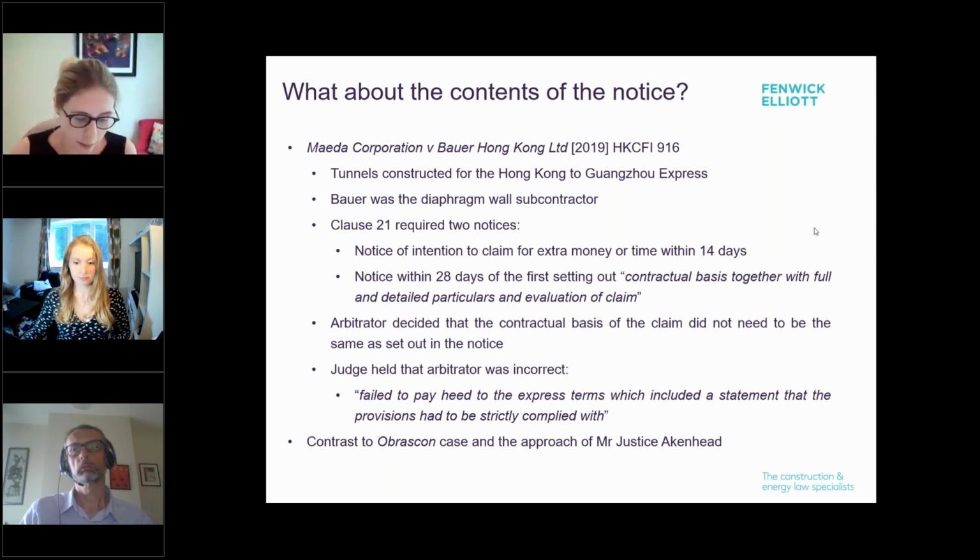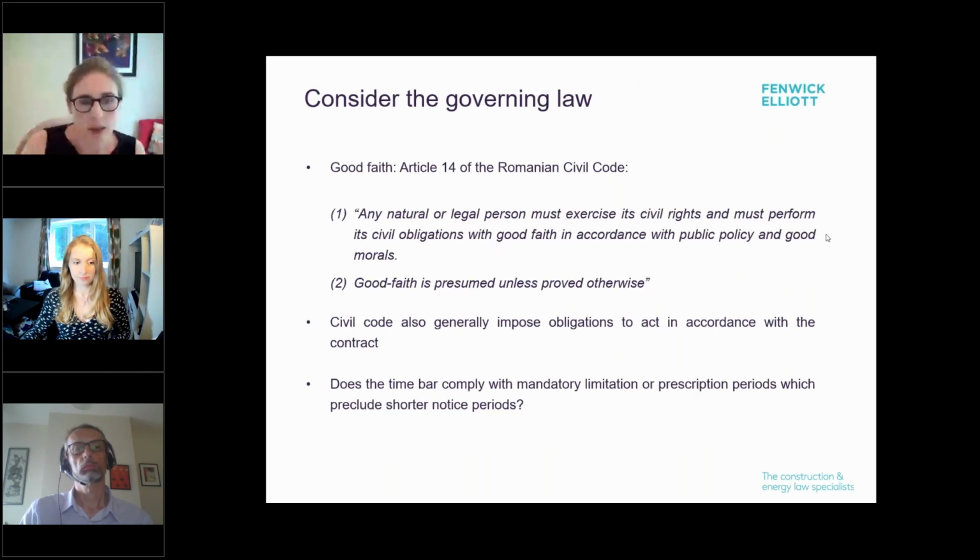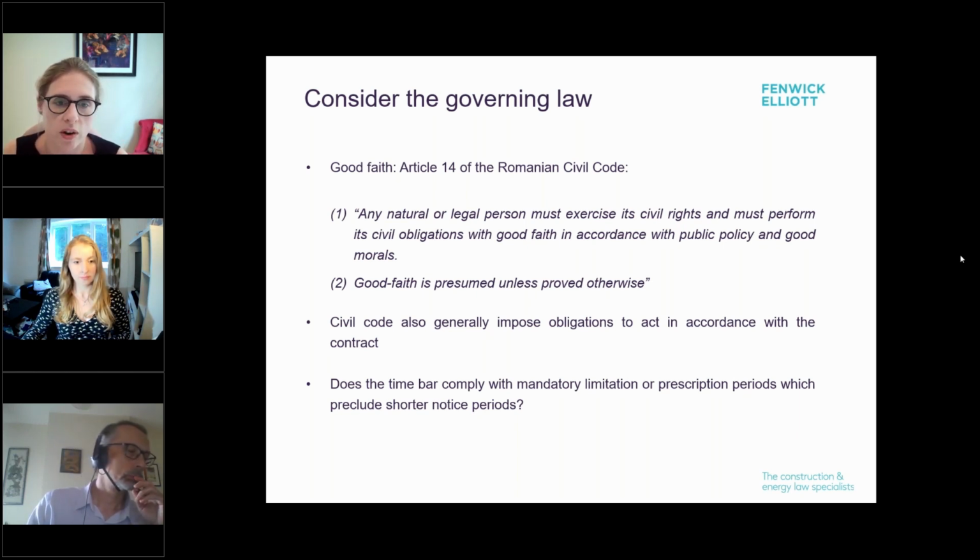So finally, consider the governing law. In an international context, you just have to do it, obviously, but it's something to think about because sometimes it throws up new ideas or ways around arguments that you may not consider if you're just looking at plain English law.